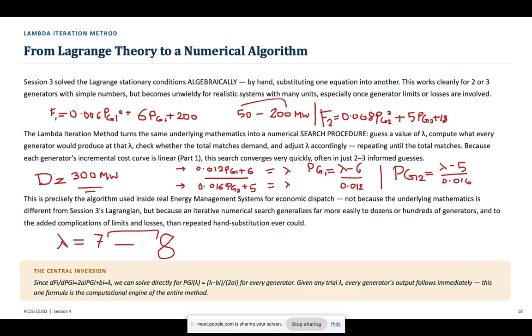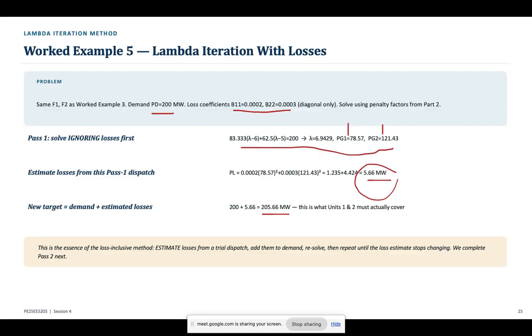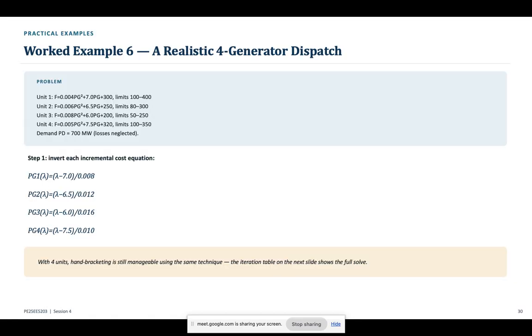Yes, sir. Now I have already come to that point here. Like you can see here pg1, lambda. I have an equation here. So similarly for all four, I have the four equations. Losses again are neglected. Demand is 700 megawatt.